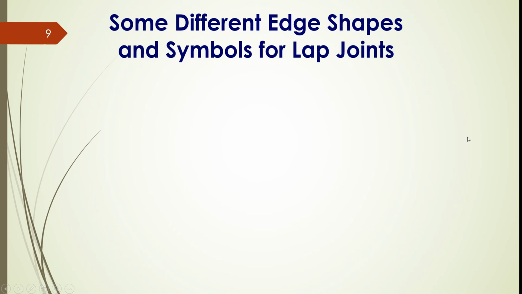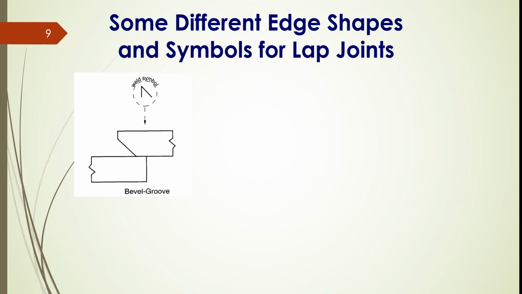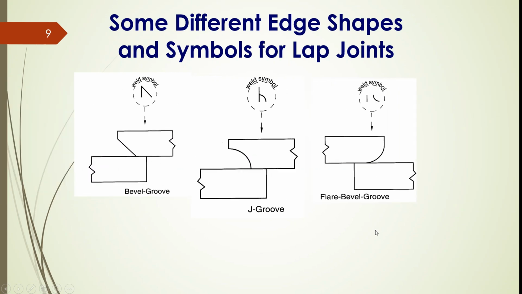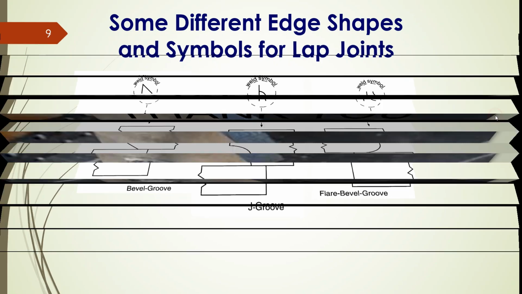And there are some different edge shapes and symbols for lap joints. So this is bevel groove, and the symbol is shown here. And this is the J groove type of lap joint. The symbol is shown here. And this is the flap bevel groove, and its weld symbol is shown here.